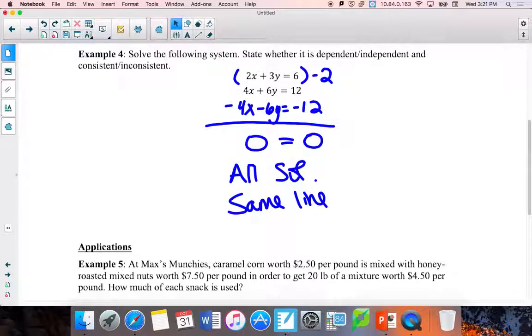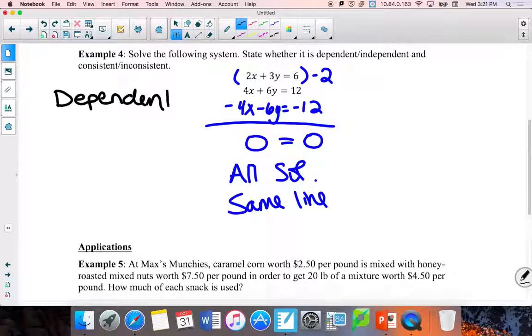So looking at that vocab again, for all solutions, this is going to be a dependent. And then at least one solution is consistent. So that's what we would write for those.